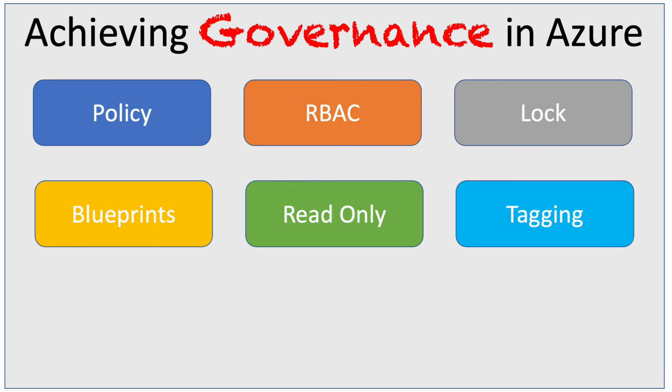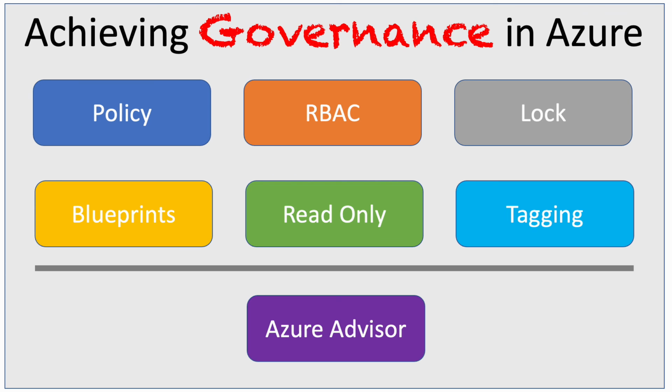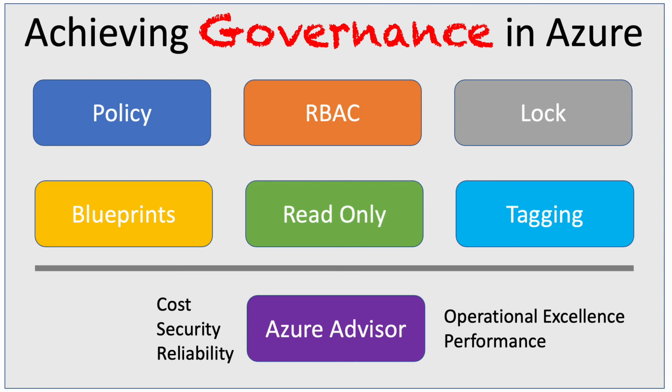In my opinion, the most important way of achieving governance is the ability to use Azure Advisor. What Azure Advisor is doing here is a 360-degree full turn of everything that I mentioned on governance. It allows us to look at cost, security, reliability, operational excellence, performance, and all of that, bringing it together and giving us ongoing visibility around governance in Azure.